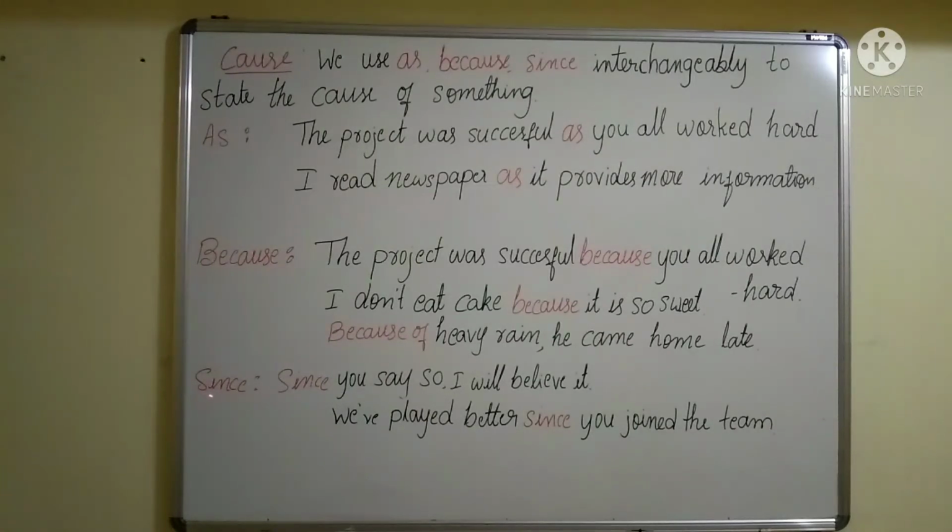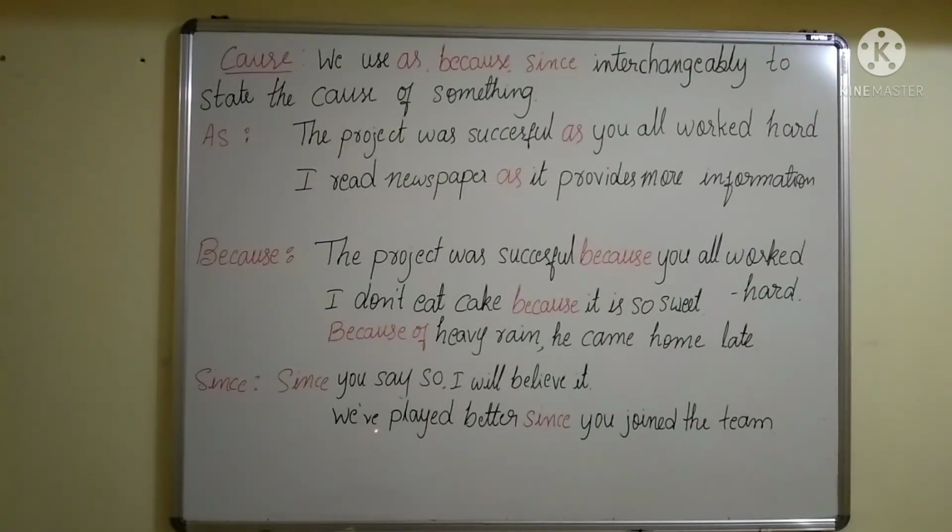Next, since. Yes, "Since you say so, I will believe it." Again I used a comma here. Why did I use a comma here? Because this sentence started with a subordinating clause. It's very clear. And I will believe it is an independent clause. So this is called a subordinating conjunction. Here this is the cause and this is the effect.